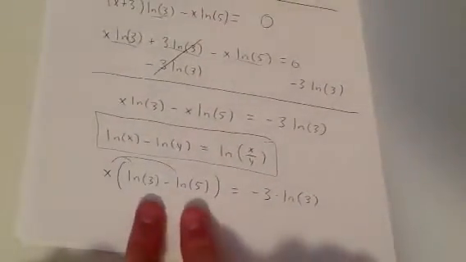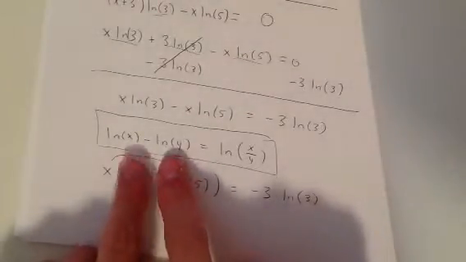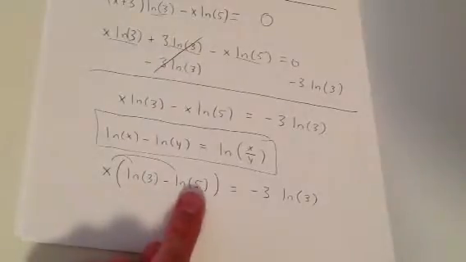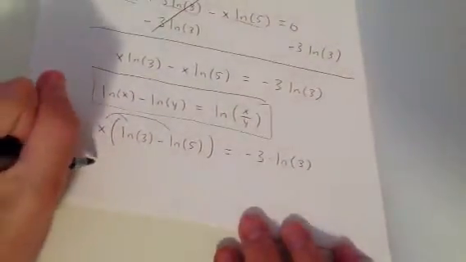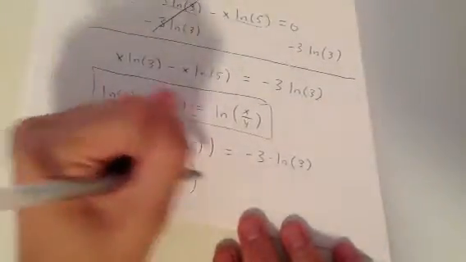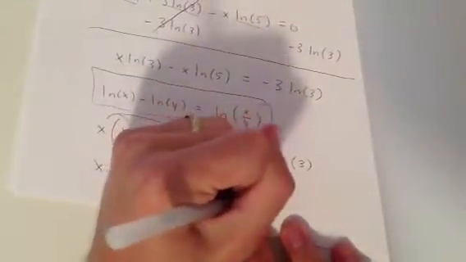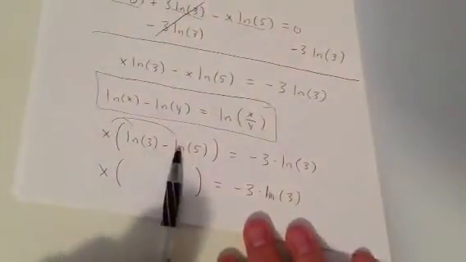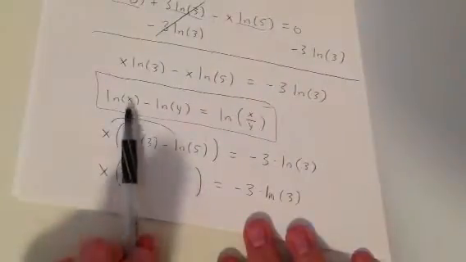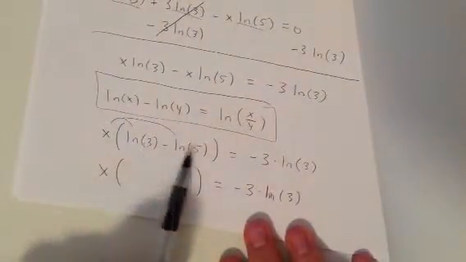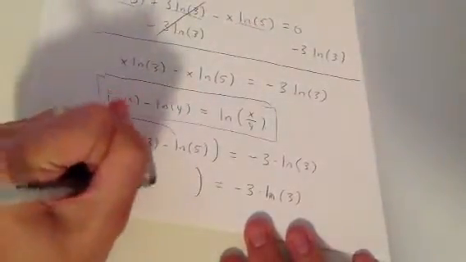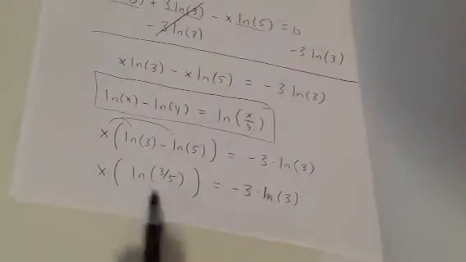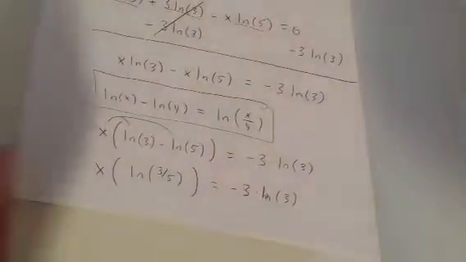Now you'll notice what we have right here is equivalent to this. We have the natural log of some value minus the natural log of some value, so we can actually rewrite this. x times some value equals negative 3 times ln 3. But now we know that this is equivalent to ln of x over y, or ln of 3 over 5. So that makes it a lot easier because all we have to do is divide by this and we'll have a value for x.